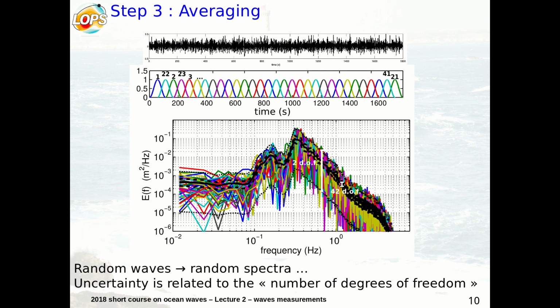And so I'll have a few fewer points in F. At some point, I will not be able to resolve the difference between this peak and that peak if I only have like 0.01 hertz there. So there's a trade-off between the spectral resolution, delta F, and the accuracy you want of the spectrum.